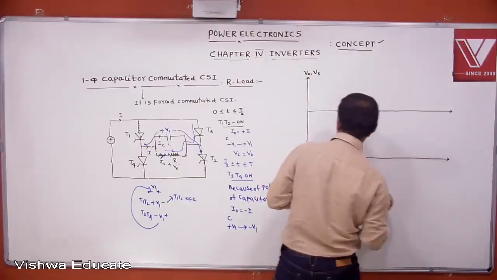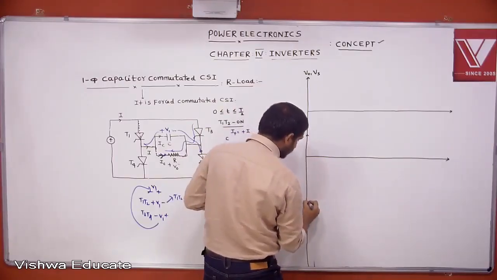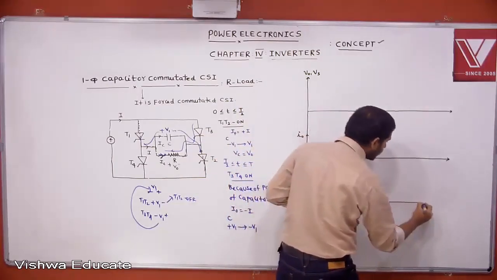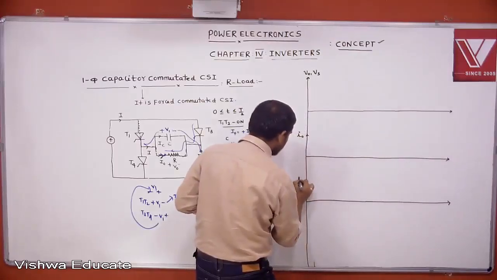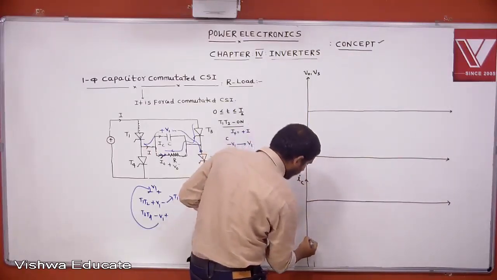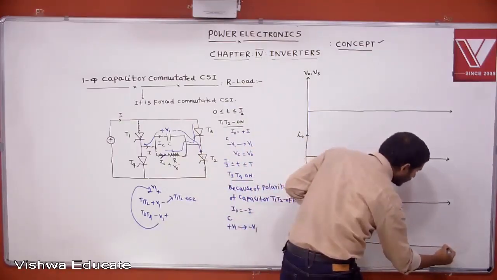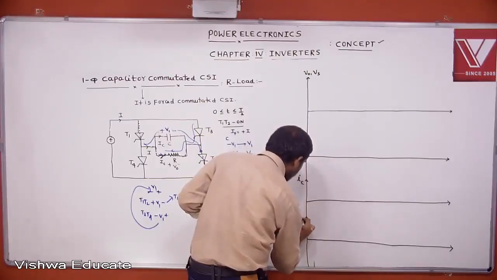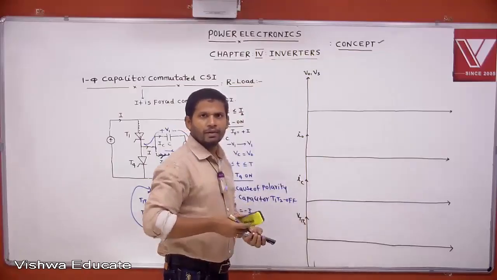Concentrate on the I naught waveform. Then you can draw the IC waveform. This is IC. Then you can draw the voltage across T1, T2 waveform. Okay.